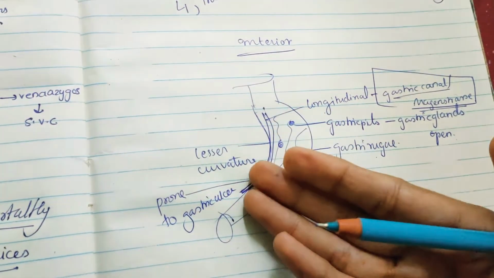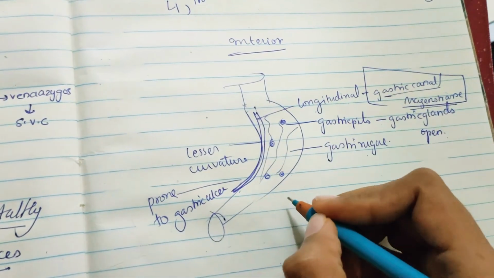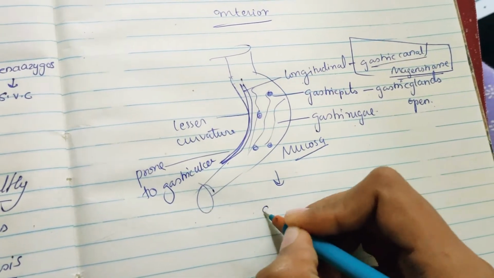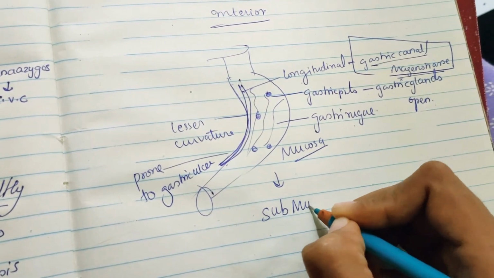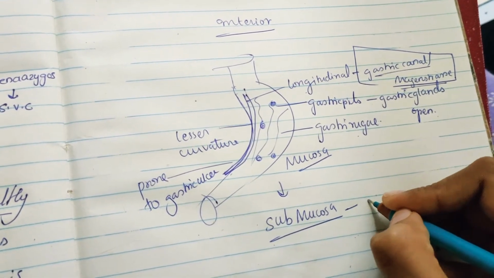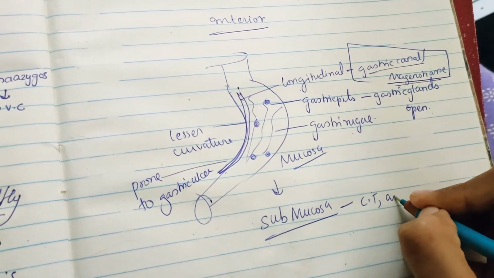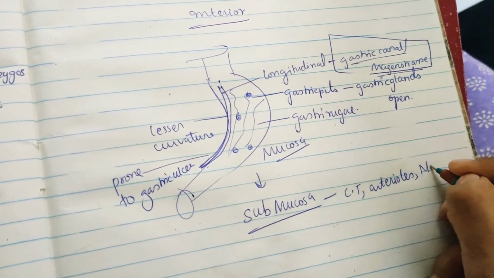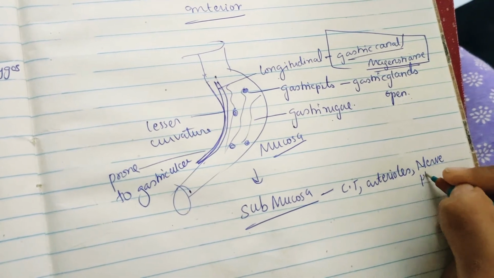So now we have talked about mucosa. If you remove the mucosa, inside you will have the submucosa. So let me mention here, this is mucosa. Next, if you remove the next layer, you will get the submucosa. In the submucosa, there is mainly connective tissue, arterioles, and also nerve plexus. So all these are present in the submucosa layer.